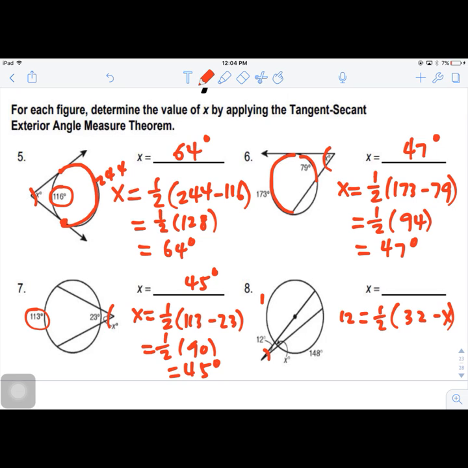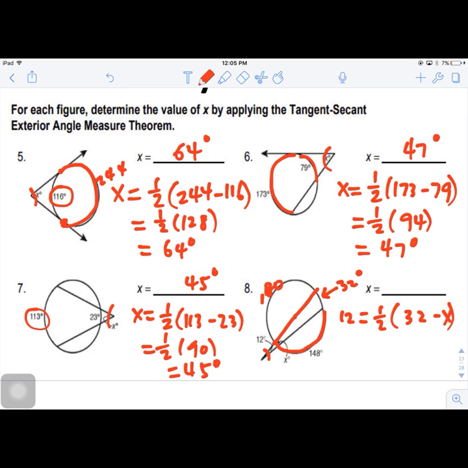just to clarify where the 32 comes from, since this is a half circle, this is actually 180. And so since the whole thing from here to here is 148, then that leaves this piece as 32 degrees, because that's a half circle as well.